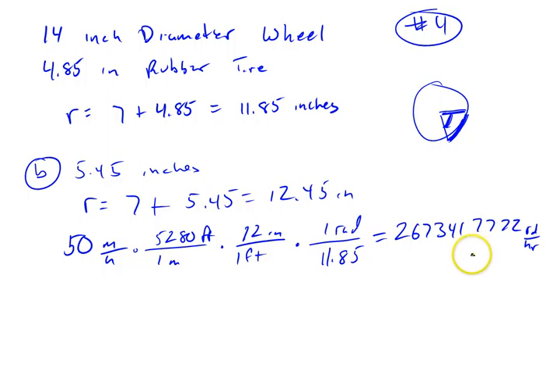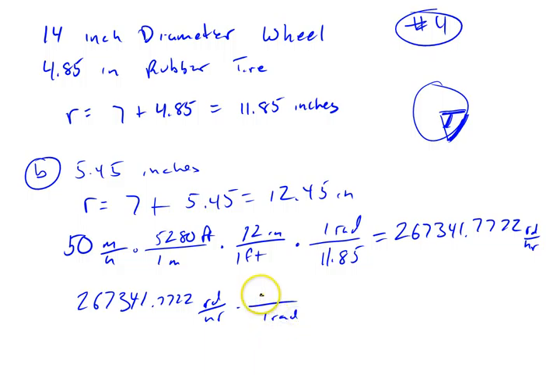The thing is, you aren't actually using this radius, you're using a bigger radius. So this angular speed now gets converted back to miles per hour. If I take this 267,341.7722, that's in radians per hour. I convert radians to inches by saying that 1 radian is worth 12.45 inches, because that's the tire that I actually have on there. And then I'm going to convert all these others back. So 12 inches is the same as 1 foot, and 5,280 feet is the same as 1 mile.